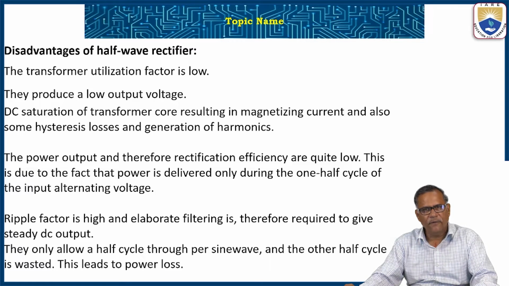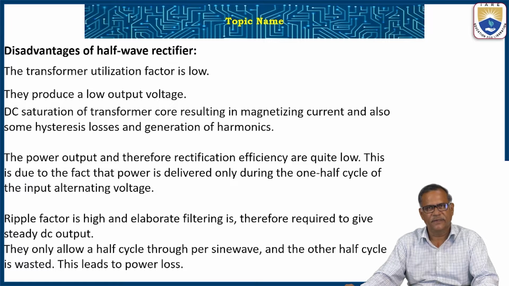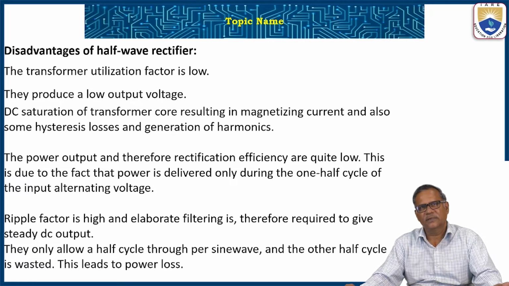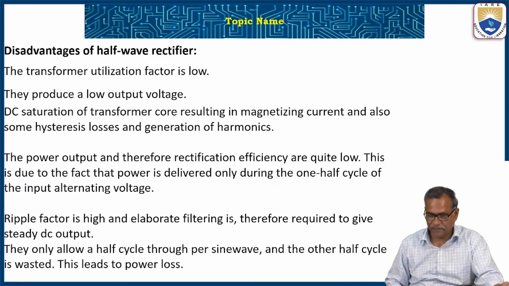The half wave rectifier allows only half a cycle per sine wave. The other half cycle is wasted. So this leads to power loss and low rectification efficiency. To overcome these disadvantages, we go for the full wave rectifier.